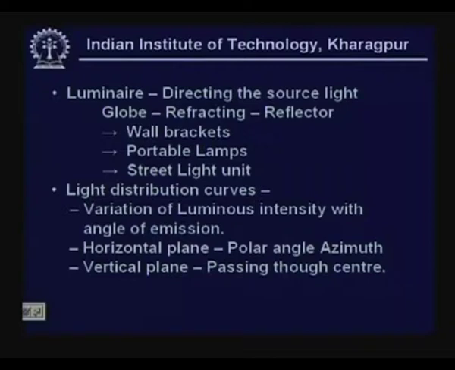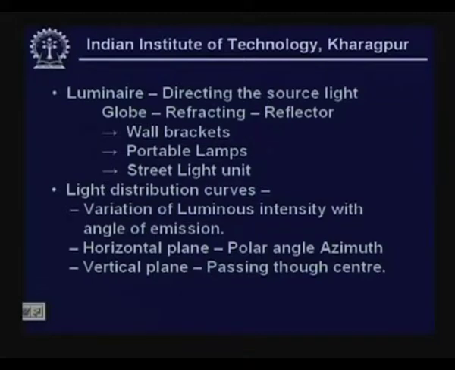Now, as I told you, to avoid glare you may be using diffusers, and one common thing which we have seen for ornamental lighting is to use spherical diffusers, which are also called globe, because it resembles the Mother Earth. They could be refracting reflectors. Now, depending on the type of application, you could have wall brackets, and street lights we have seen, they are so positioned that the street users or the vehicular traffic is able to use.